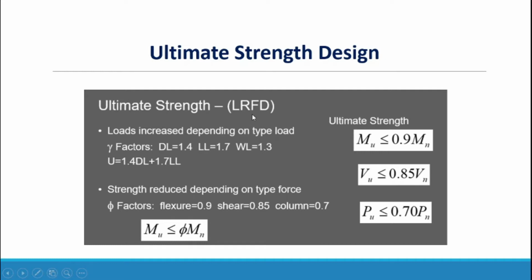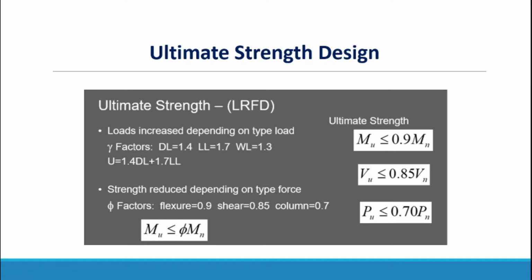For ultimate strength LRFD, we have loads increased depending on the type of load. For the factors, we have for dead load 1.4, live load 1.7, wind load 1.3. And for the ultimate strength combination, we have 1.4 dead load plus 1.7 live load. And the strength is reduced depending on the type of force, so we have the resistance factors. For flexure, we have 0.90, shear 0.85, column 0.7.